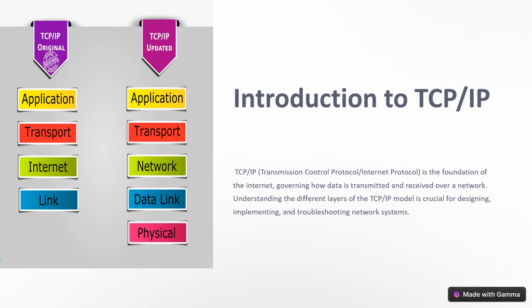The TCP/IP model combines some of the OSI model's layers. For instance, the OSI physical and data link layers are combined into the network interface layer in the TCP/IP model. Similarly, the session and presentation layers of the OSI model are combined into the application layer in the TCP/IP model.